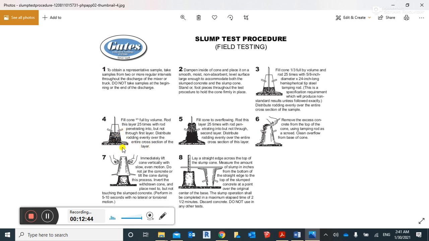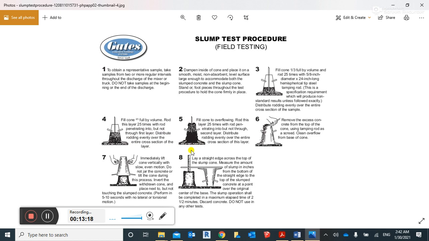This is procedure number 4. This is the second layer, when we tamp it 25 times with this tamping rod. Fill the cone two thirds full by volume. Rod this layer 25 times, penetrating into but not through the first layer. Distribute rodding evenly over the entire cross section.